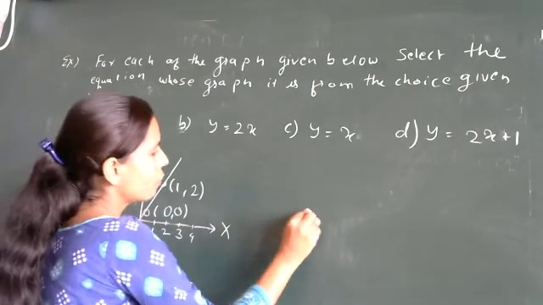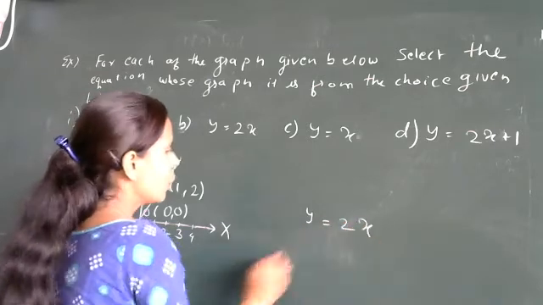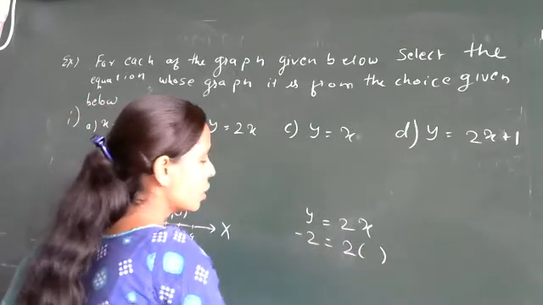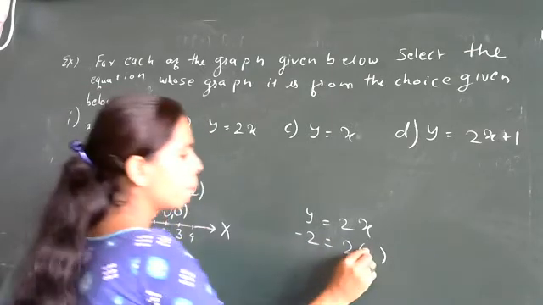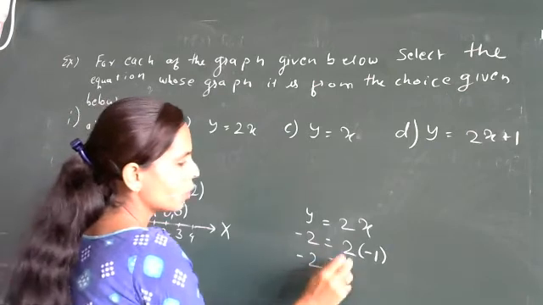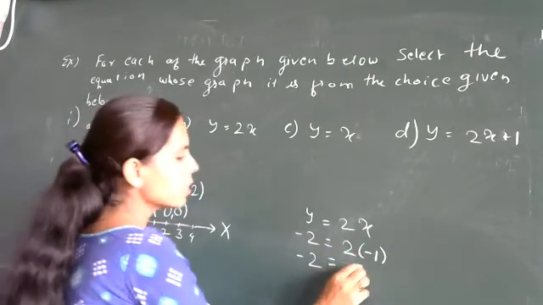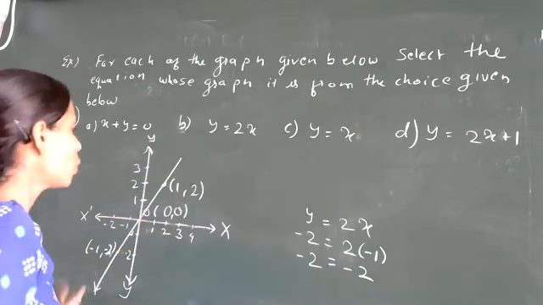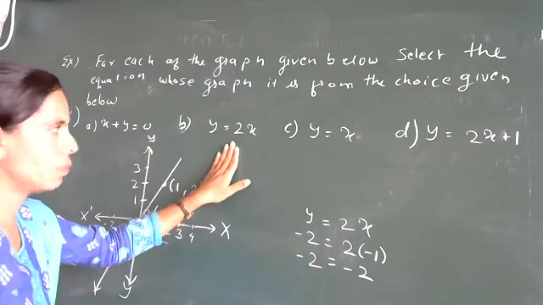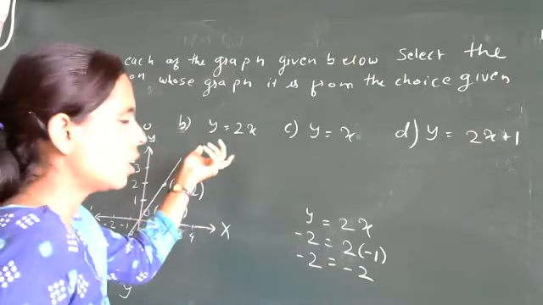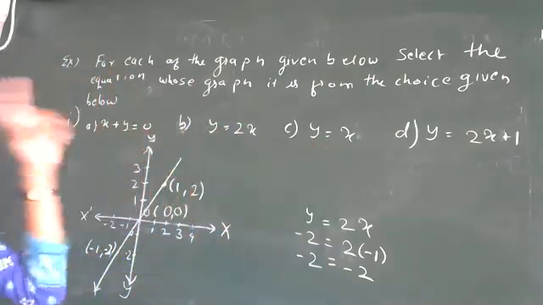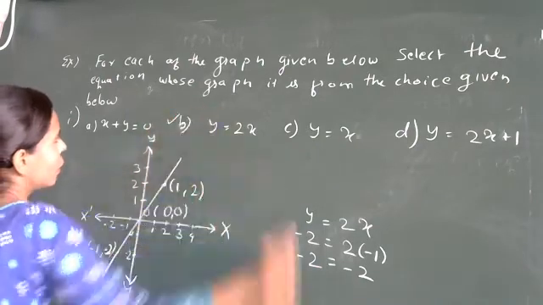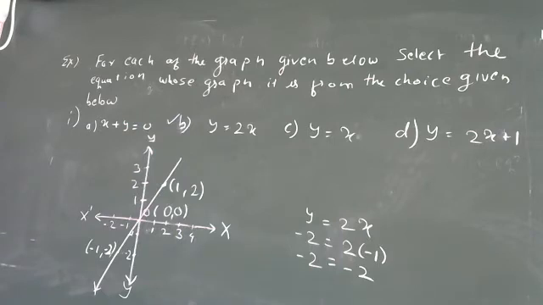So here, when we are having y is equal to 2x, the value of y is minus 2, and the value of x is minus 1. So minus 2 is equal to 2 into minus 1, which is minus 2. And this is the equation where all these coordinates are a solution. If we are getting one answer, there is no need to check the others, because we have to choose only one answer here. Okay? So what is the answer? It is B. In the exam you have to write it in a sentence.